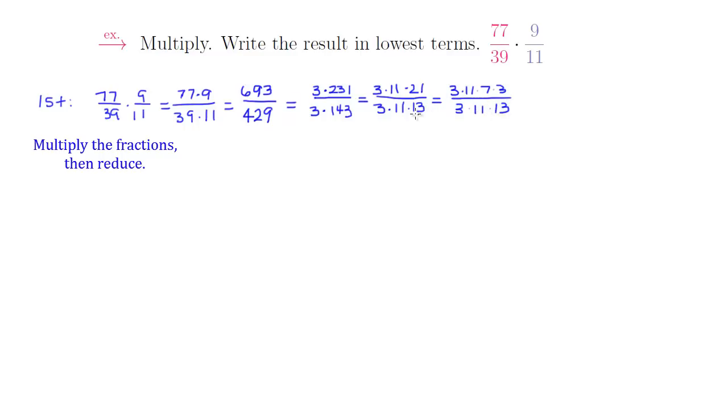Alrighty, so we're reducing. That means anything common we're going to cancel and replace with 1. So 3 divided by 3 is equal to 1. 11 divided by 11 is equal to 1, nothing else. So we finish by multiplying this out: 3 times 7 is 21 over 13. And that would be our final answer for 77 over 39 times 9 elevenths.